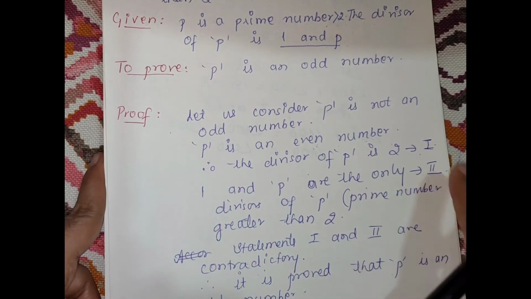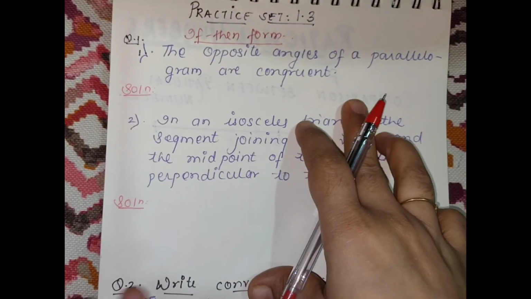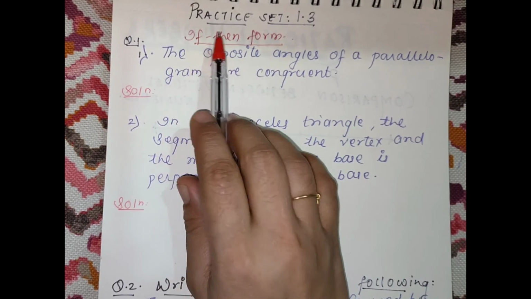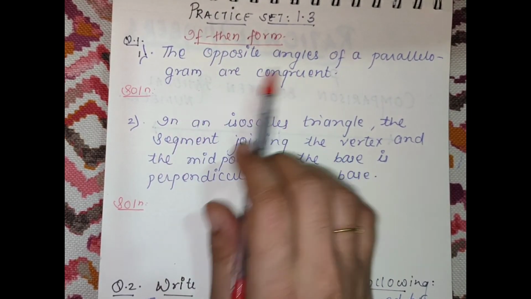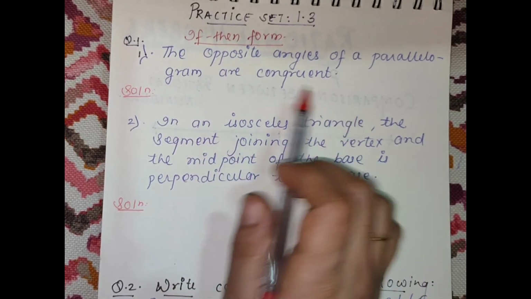Now we will move to practice set 1.3. So practice set 1.3, question number 1. We have to write the given statement in if-then form. A statement is given, you have to write it in 2 parts, antecedent and consequent, the if part and the then part.